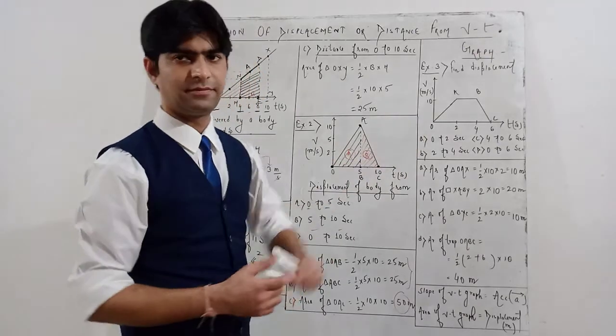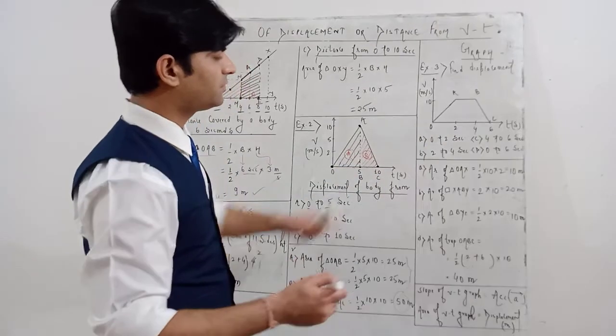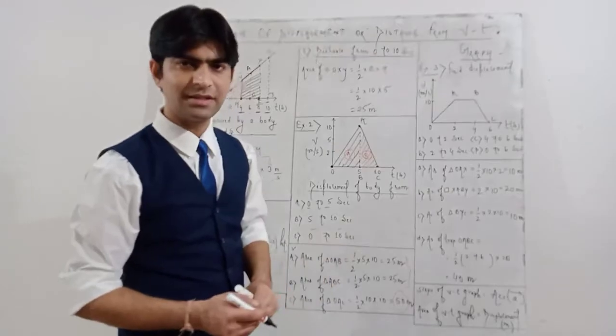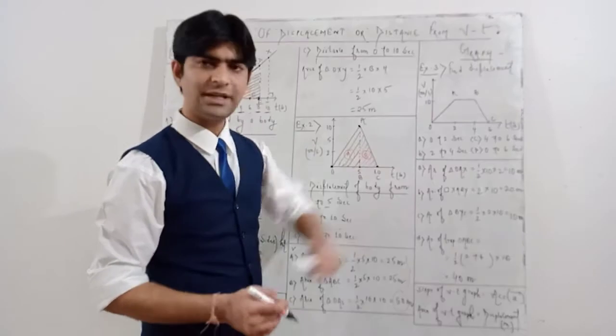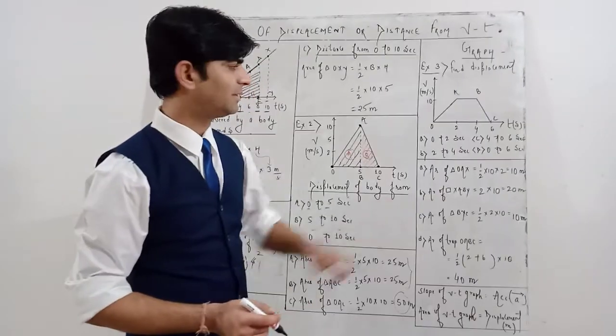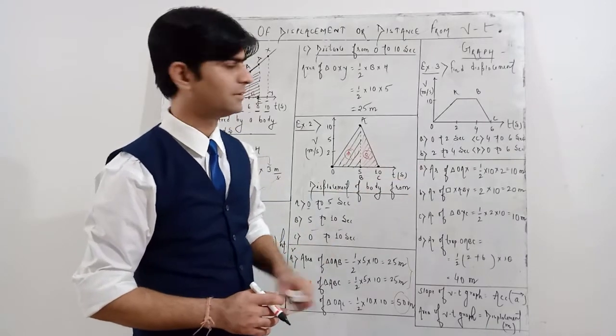This is the given graph. Now, four parts are there. From 0 to 2 seconds you have to calculate the displacement. From 2 to 4 seconds you have to calculate the displacement. From 4 to 6 seconds you have to calculate the displacement, and 0 to 6, that means the complete graph, you have to calculate the displacement.